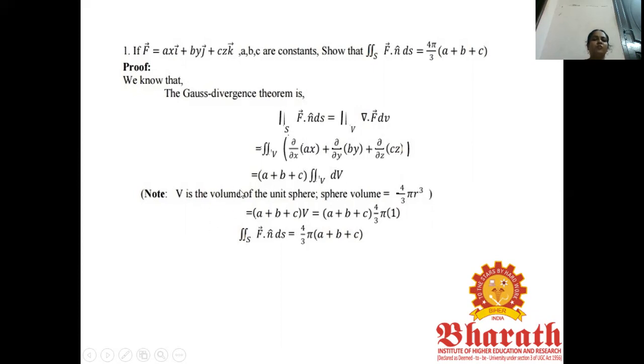Actually, what is V? V is the volume of the unit sphere. The sphere volume formula is 4 by 3 pi r cube. So we can represent the double integral over V of dV as capital V, the volume of the sphere. So 4 by 3 pi, here r is 1. We can substitute 4 by 3 pi of 1 cube, and 1 cube becomes 1. So now the double integral over S of F dot n dS is equal to 4 pi by 3 of a plus b plus c, which is proved. This is an example of the Gauss divergence theorem.